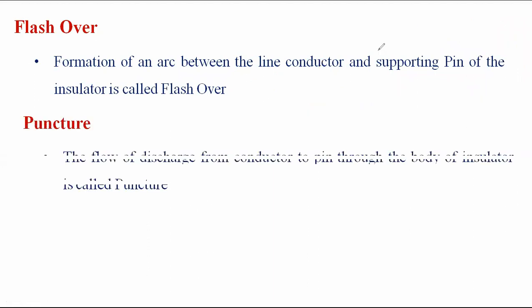And the next one is the puncture, that is the flow of discharge from the conductor to the pin through the body of the insulator is called puncture. Suppose over a transmission line, the conductors are laid on the groove. This is the supporting structure, you can use either pole or tower. In the supporting structure, we connect the pin type insulator. In the cross arms, the insulator is fixed with the help of a bolt and nut. The conductor is taken on the top, in the groove of the insulator.